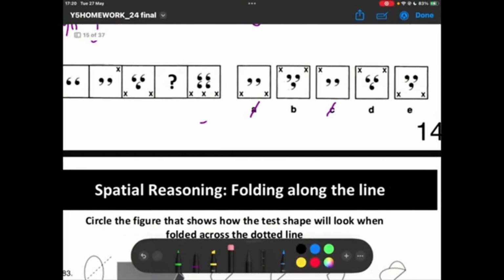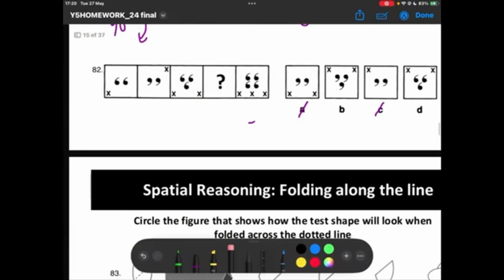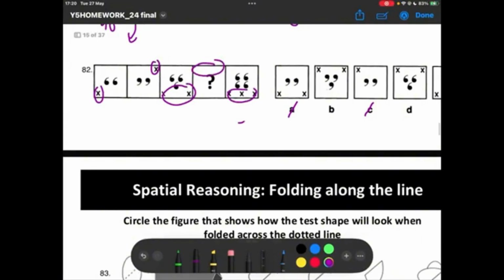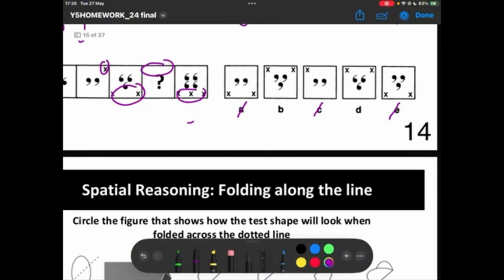And now just the way where the x's are: bottom, top, bottom, bottom. So they're going to be at the top here. So we can rule out E.